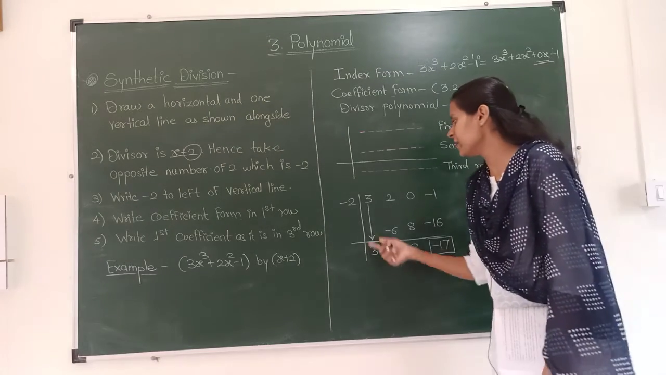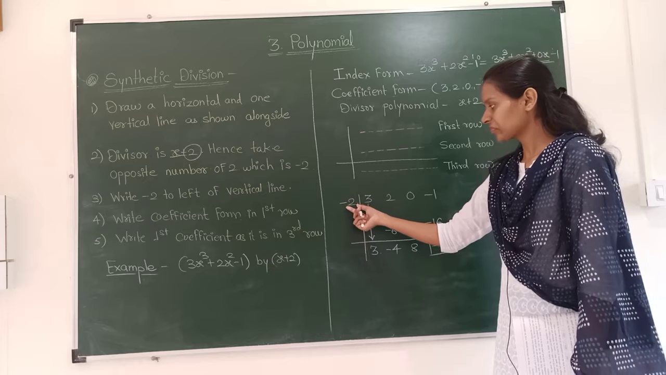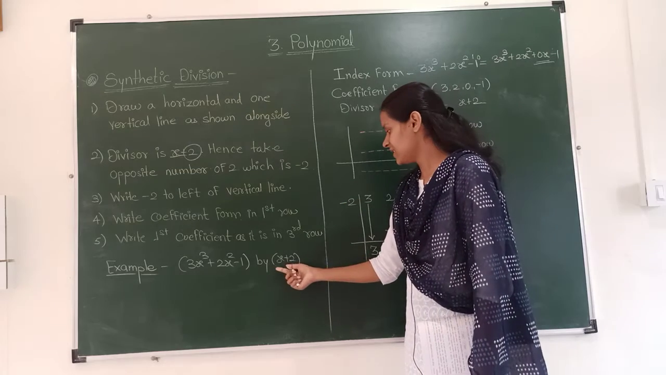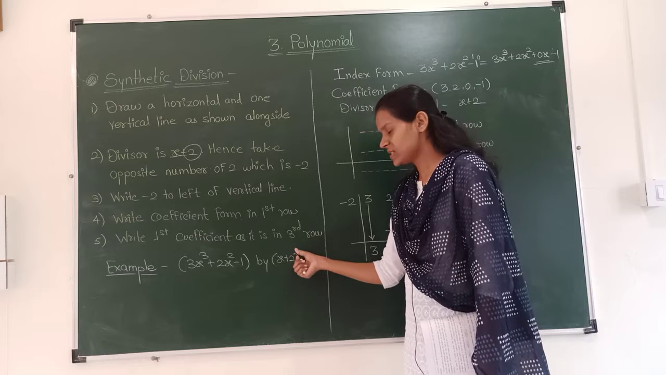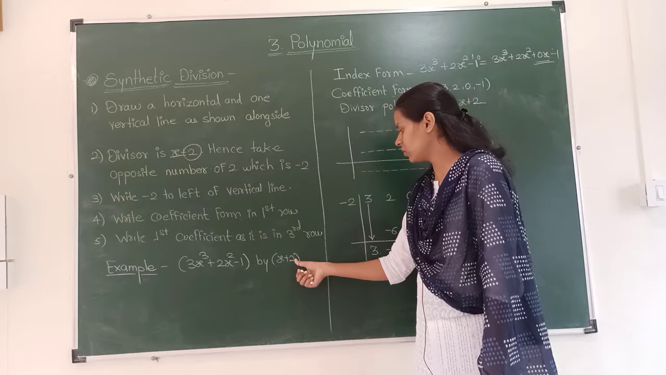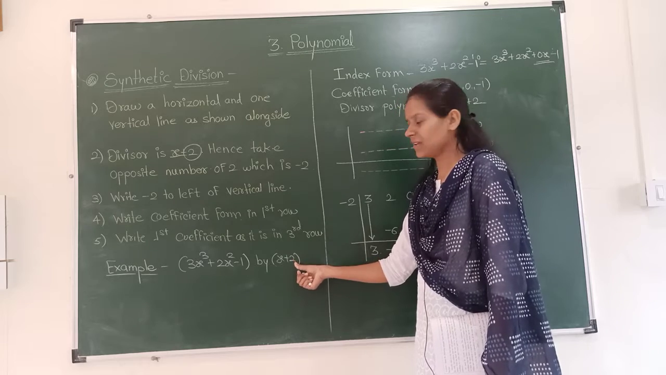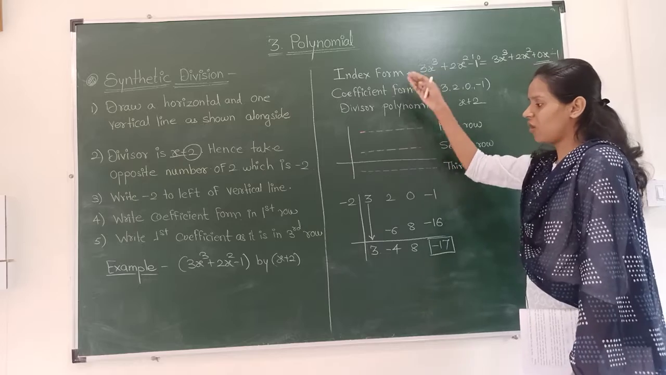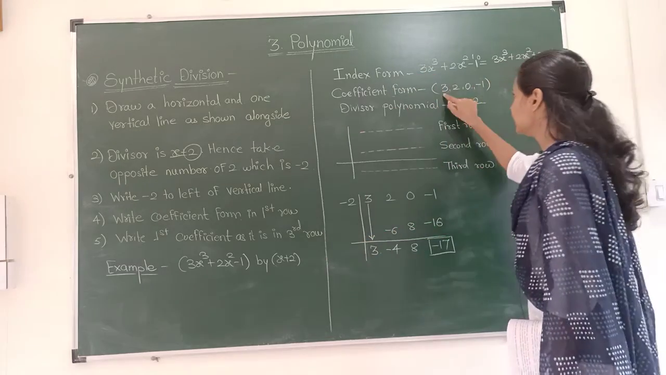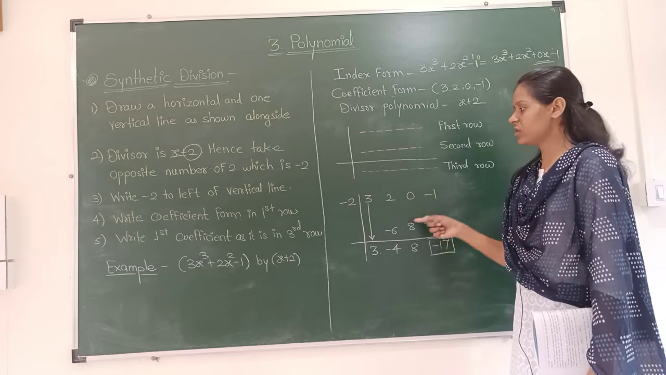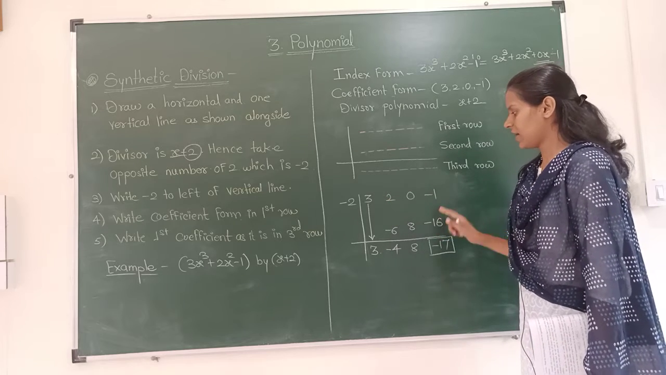Do you understand? See, firstly we have written minus 2 over here because the divisor is x plus 2. 2 is the number over here, x is the variable, so we do not take it into account. So the opposite number of 2 is minus 2. We have written minus 2 over here. Then the coefficient form for the given example is 3, 2, 0 and minus 1. We have written the coefficient form in the first row, 3, 2, 0 and minus 1.